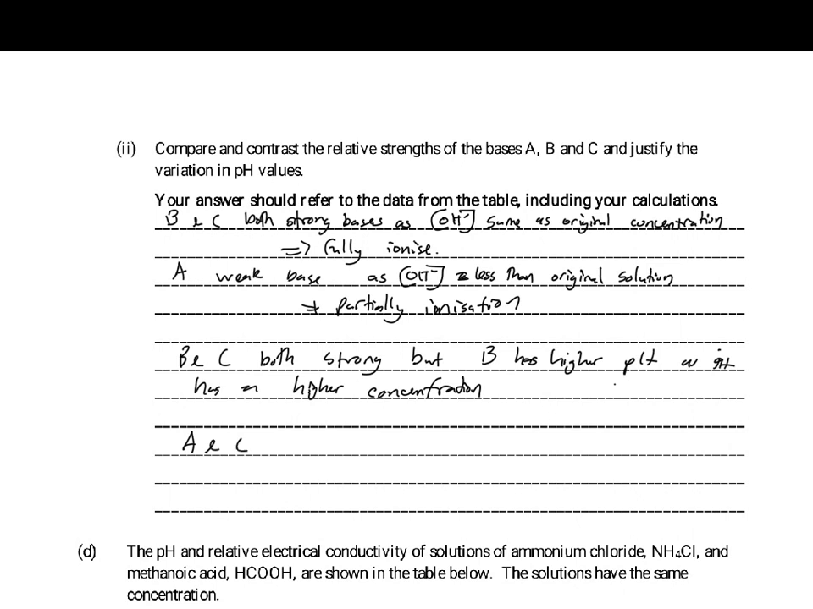The other comparison we can make is between A and C. So A and C both have the same pH, which means the same concentration of hydroxide ions, but different initial concentrations, which means they ionize differently. So because A has a higher original concentration, that must mean it doesn't dissociate as well as C. And that makes sense because A is a weak base.